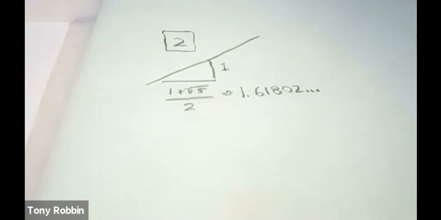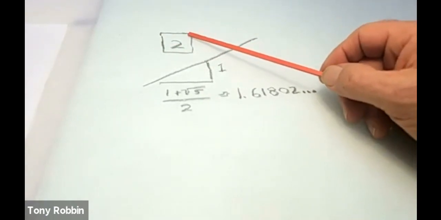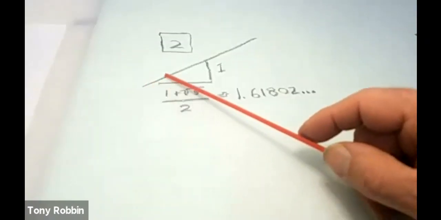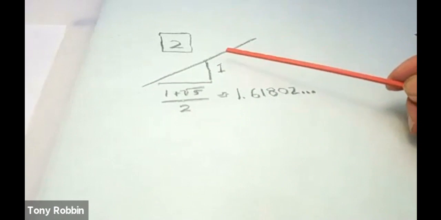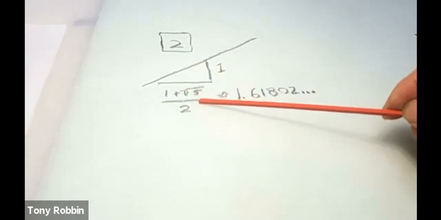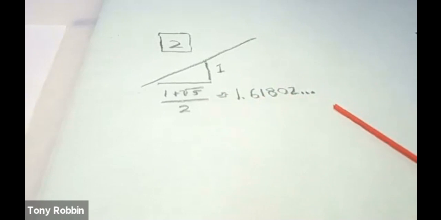And here it is. I've drawn a box with a two, but I mean you to see that this is a two-dimensional grid over the whole space. I've sliced it with a line. The slope of the line is 1 to (1 + √5)/2, the golden ratio, about 1.61802.